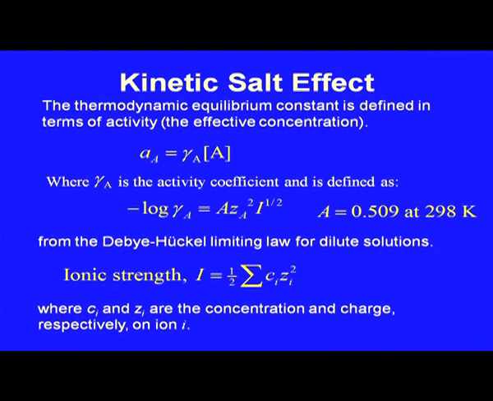And this A, which is 0.509, is for water at 298 Kelvin. If you take a different solvent, you have to use a different value of A for that solvent, and temperature is also a very important factor. If temperature is increased, the average thermal motion of ions in solution will be affected, so for sure that will influence the overall rate of reaction.